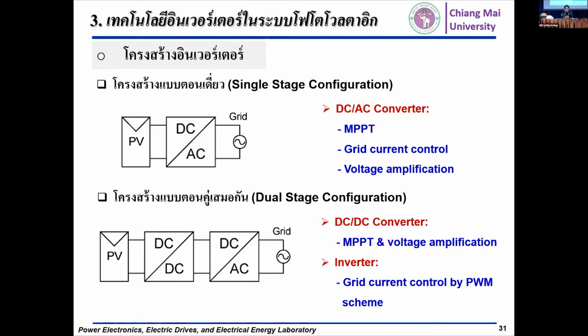The second is called dual stage. The dual stage has a DC to DC converter in the first stage. It connects between the PV system and the DC link. The next stage is the inverter. It's called dual stage configuration.